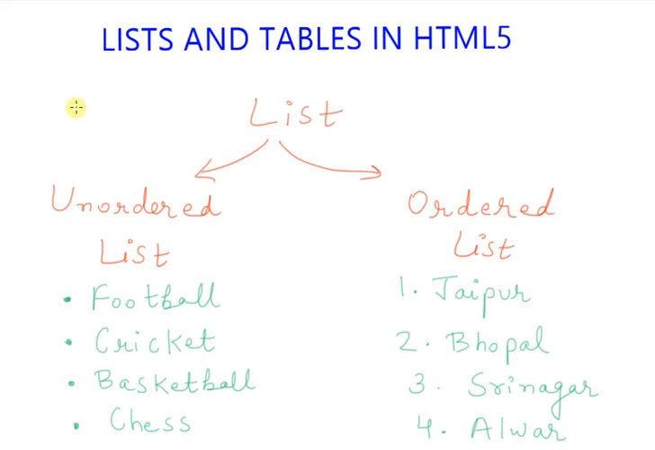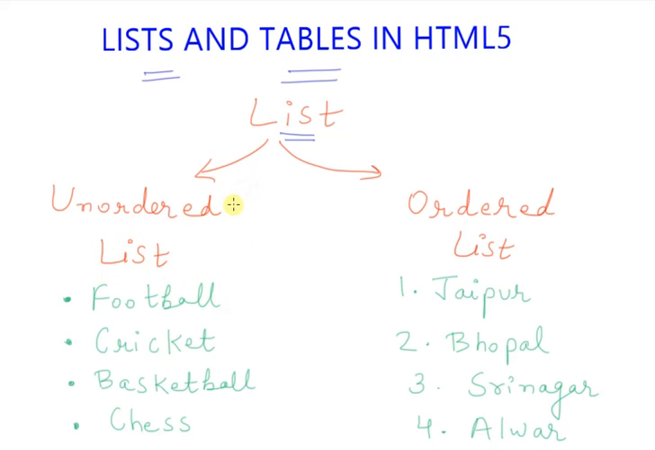Hello students, today we are going to study the chapter Lists and Tables in HTML5. List और tables क्या होती हैं HTML5 में? So first of all, we will study about the list. What is a list? So list is just a collection of items. ठीक है, कोई भी collection of items है वो list कहलाएगी.